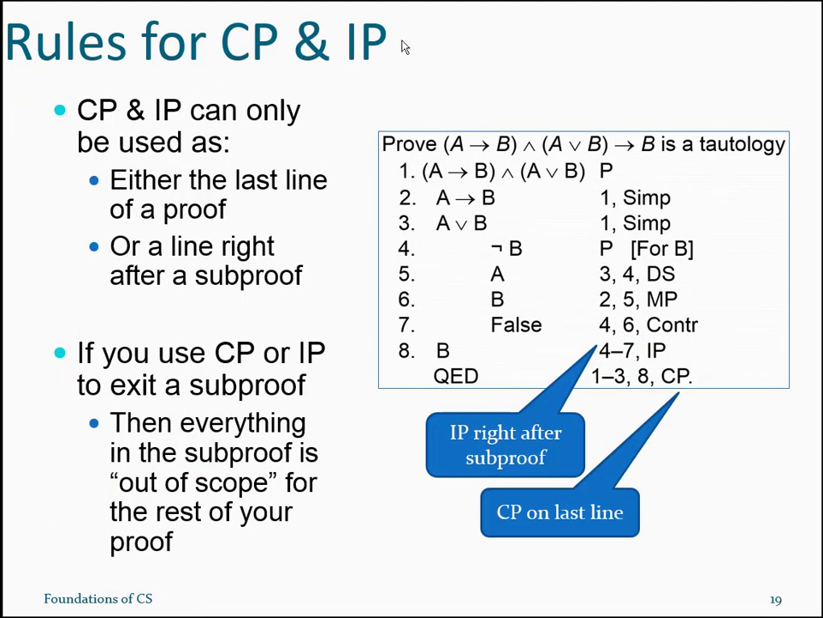As far as CP and IP are concerned, you can only ever use CP and IP if it's the last line of a proof, or if it's the outdent right after a subproof, right? And if you use CP or IP to exit a subproof, then everything in the subproof is out of scope for the rest of your proof, right? So here we used IP right after a subproof. Here we use CP on the very last line of a proof. And notice that everything in lines 4 to 7 after we use that IP is out of scope for the rest of the proof.